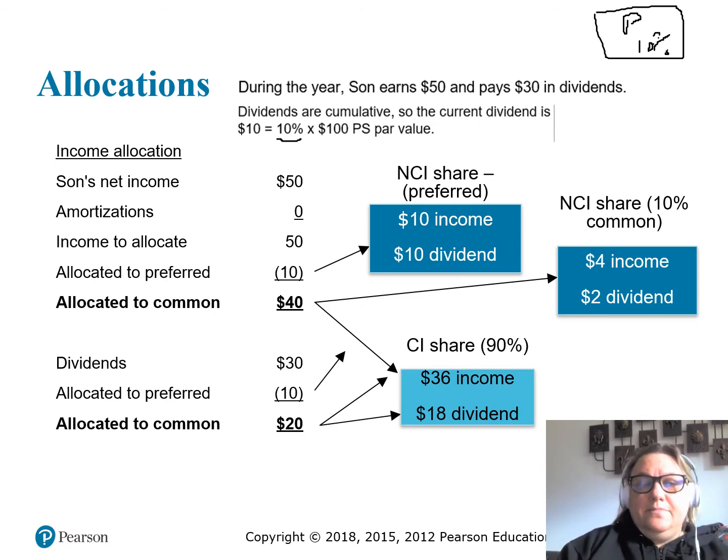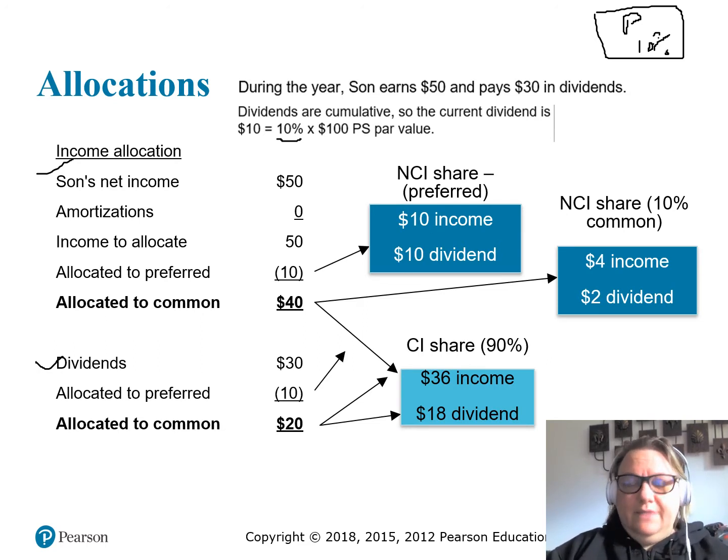So we set up net income right over here to start with. We've got dividends, and we'll do those second. Okay, so the net income, you remember amortizations. Oh, thank goodness you don't have any. Don't want to be thinking about that in this chapter, right?